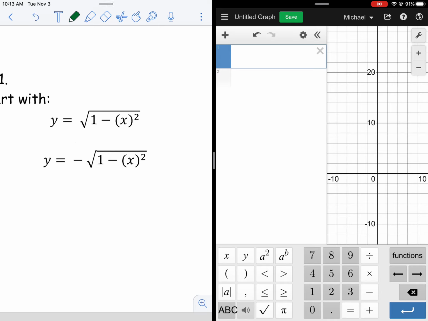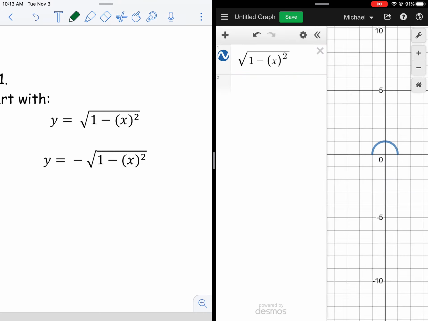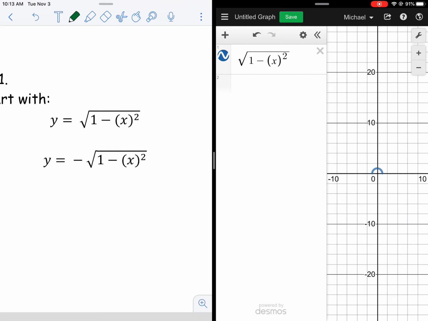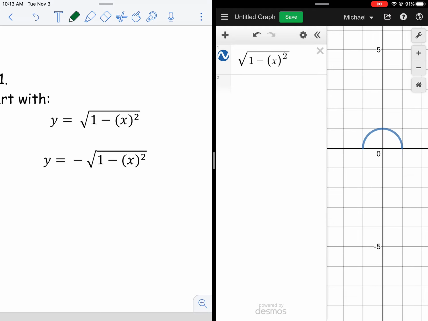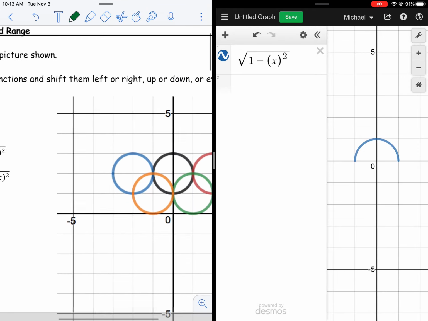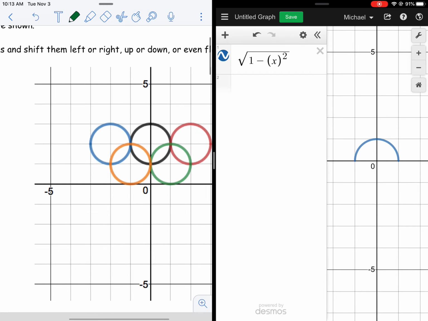So I'll show it. I'll type it in here in Desmos: square root 1 minus, and then I like to use parentheses, x squared. There it is right there. You can zoom in if you'd like to. Usually at the home button, it's 10 by 10. You can zoom in here just so you can see the 5. In the picture here, it's all in that 5 range.